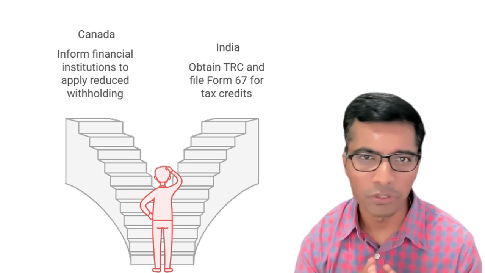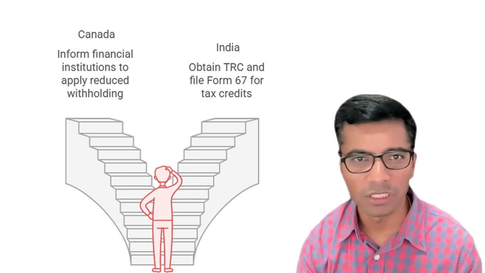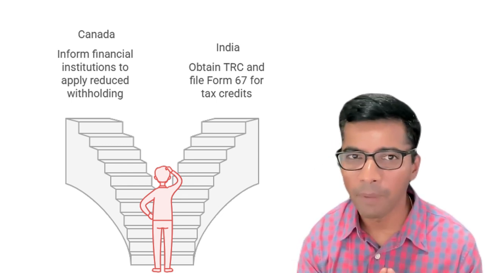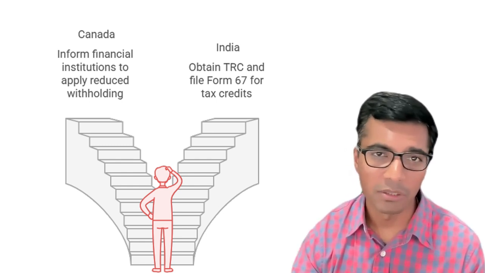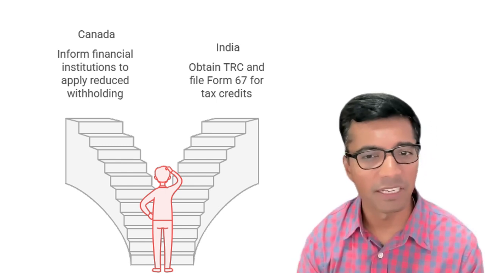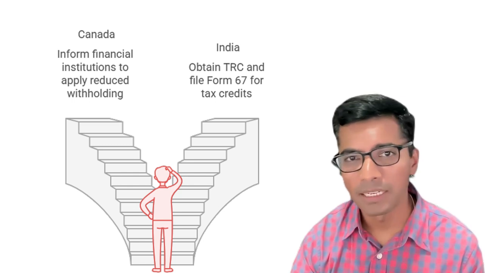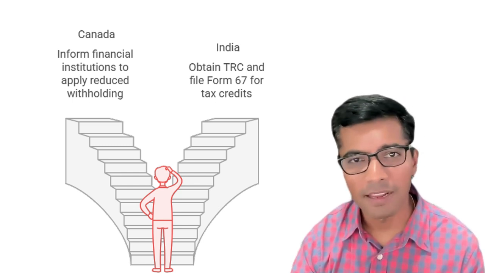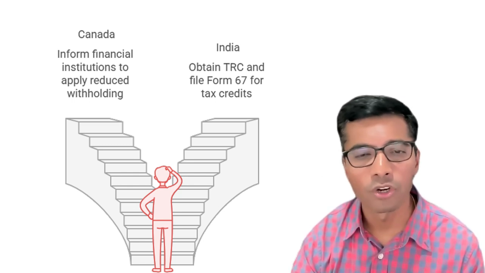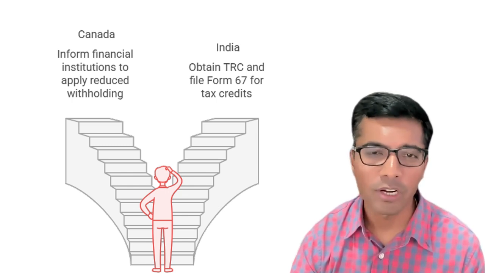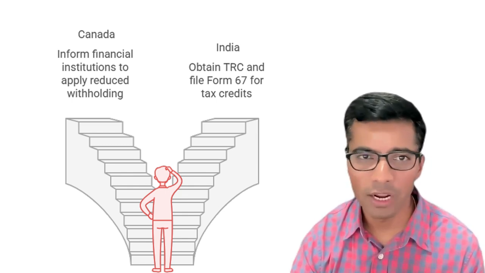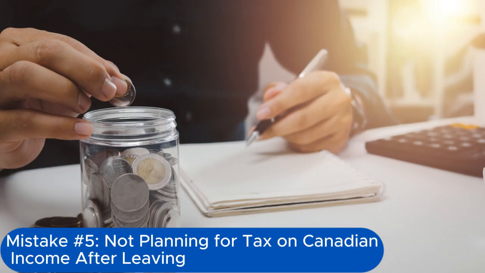But there is a process. First, in Canada, you need to inform the financial institutions that you are a non-resident and apply for reduced withholding. In India, you need to obtain a tax residency certificate, which is TRC, from Indian tax authorities and file Form 67 to claim foreign tax credits. So it is important to understand the treaty and utilize it for tax filing.